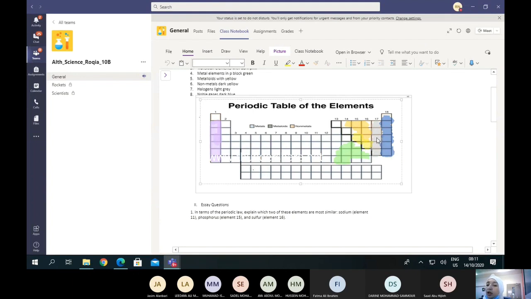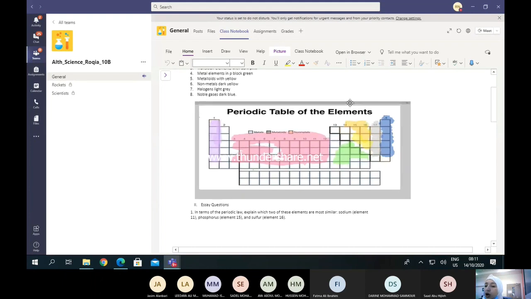Okay, all of you online students, please check your answers with that one. Is it right or wrong? Halogens, light gray, at group 17. Is it the same with your answers? Yes. Right. Non-metals, dark yellow. Is it right?